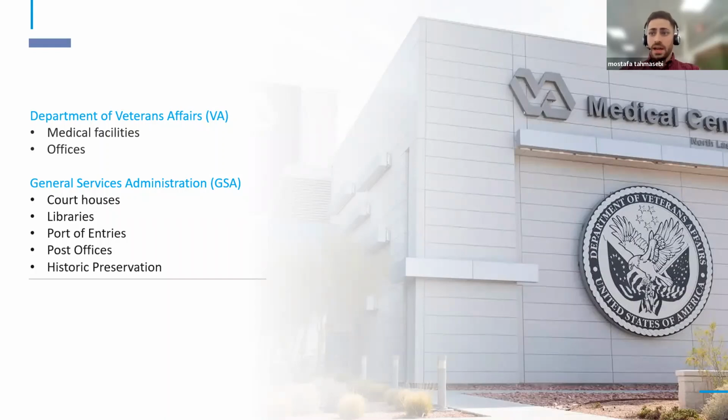And finally, the last big chunk of government projects are the ones coming from the General Services Administration, and they can cover different types of buildings. Again, more commonly, courthouses, libraries, post offices, customs, and historic preservation type projects. So as you can see, we cover basically all kinds of projects and different types of buildings that we may have to deal with when it comes to working on government projects.